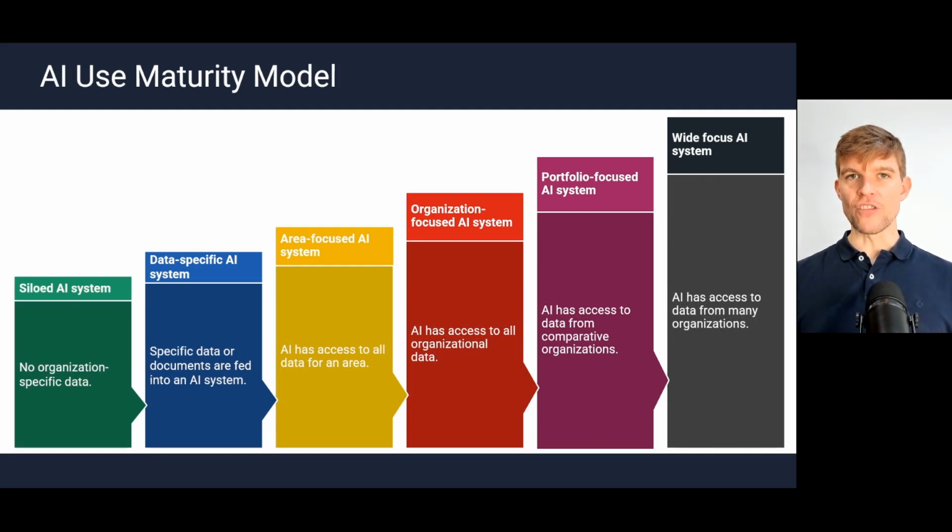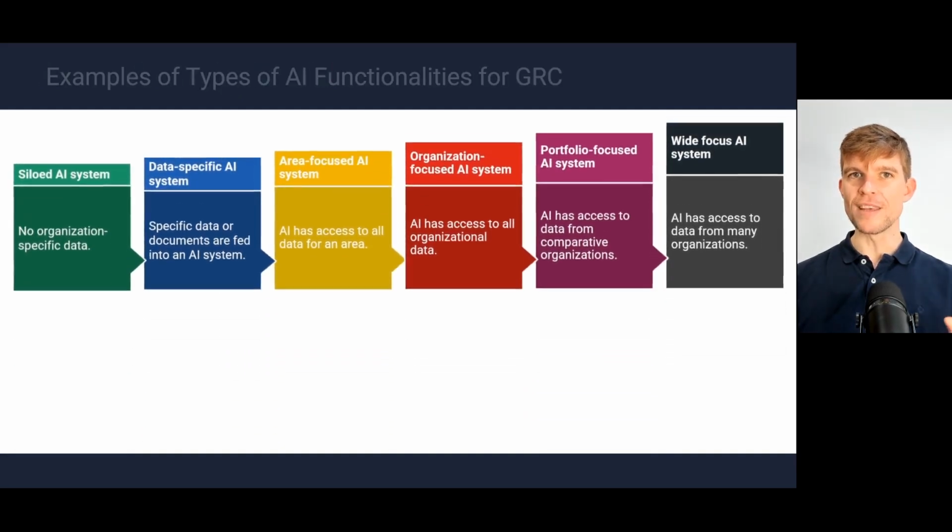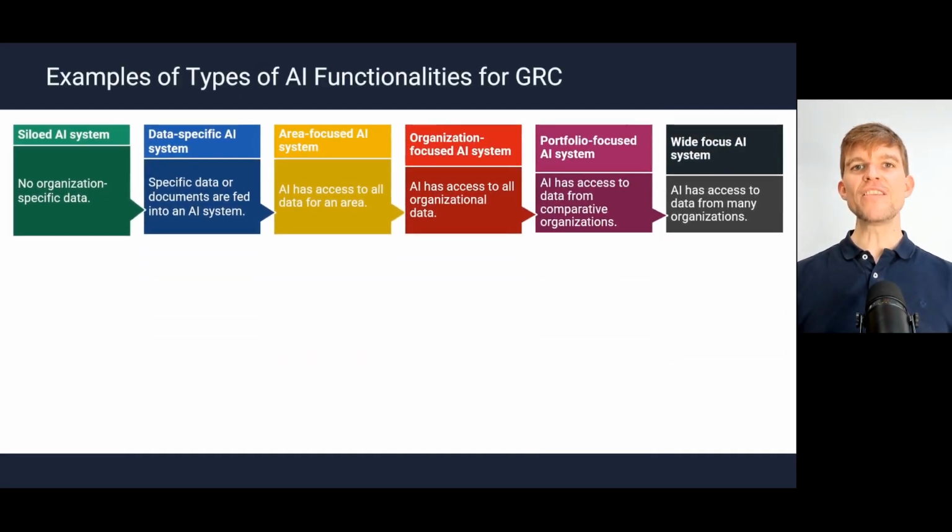So we have our 6 levels of maturity. I especially want to see what we can do with these different levels of access to privileged information. We have examples of types of AI functionalities for governance, risk, and compliance, and let's look at these.